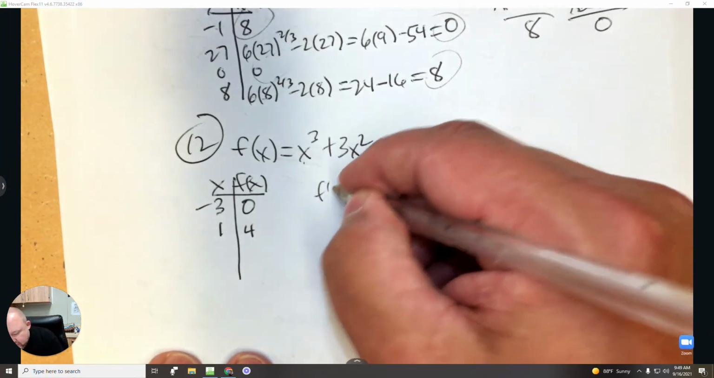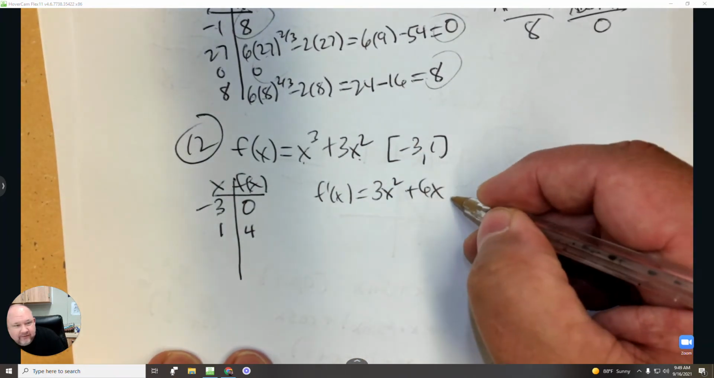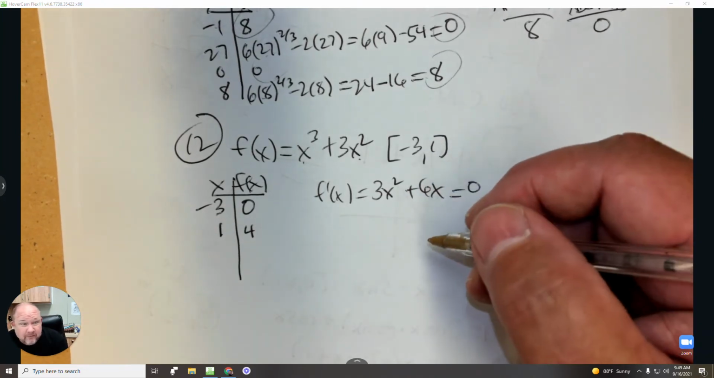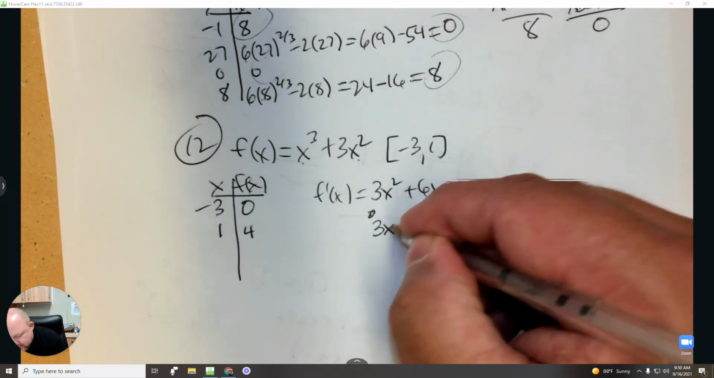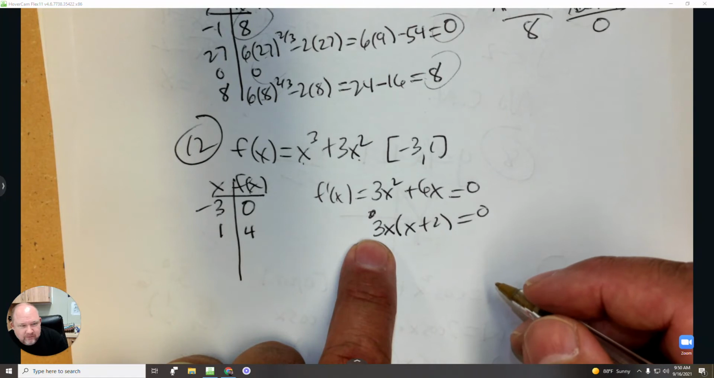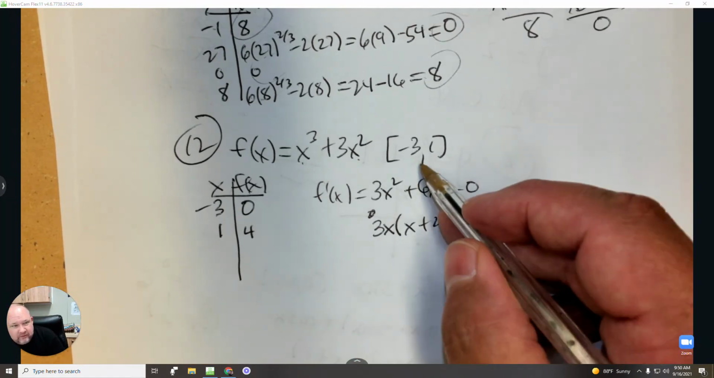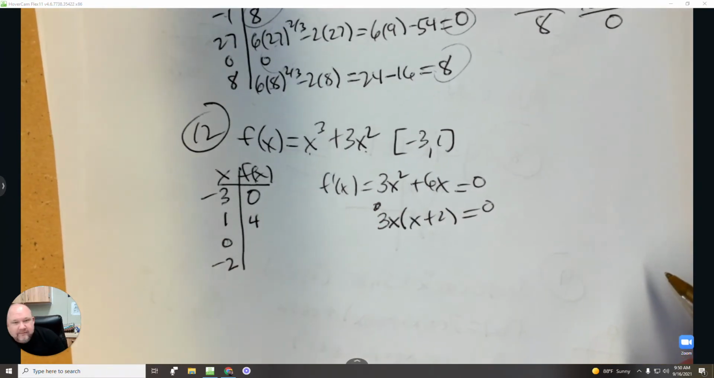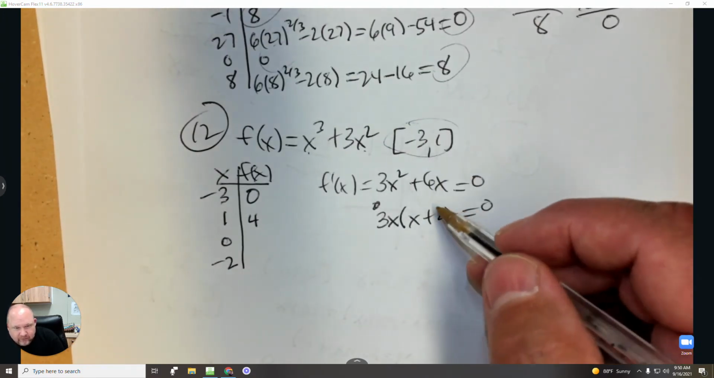Next, I'm going to take the derivative. There's nothing that makes it undefined, so I'm just going to solve it, make it equal to 0. Factor out, or you can divide out a 3, but factor out a 3x. And so one answer is 0, and the other answer is negative 2. Notice 0 and negative 2 are in my interval, so they all work. So you have to double check here to make sure those answers are in my interval.